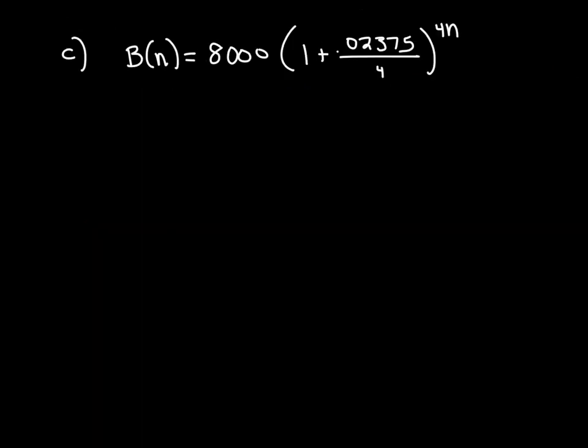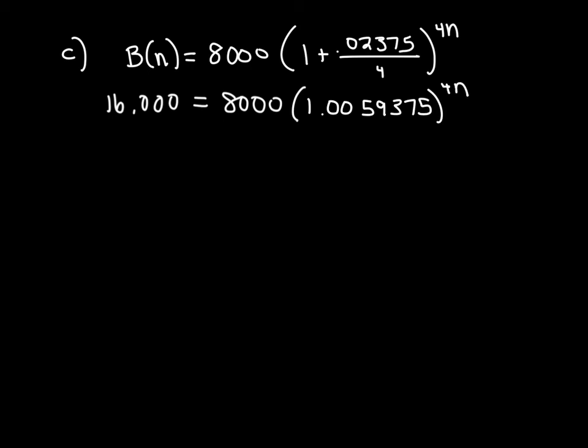All right, so letter C just wants us to determine algebraically how long it will take for option B to double Nick's initial investment. Well, if he invested $8,000 and we want it to double, we want to see how long it's going to take to have $16,000 in the account. So I'm going to replace this side of the equation with 16,000, and then we can just bring everything else down. If you want, you can plug this into your calculator and write it as a decimal. That's up to you. But if you do, you wind up with 1.0059375, and we'll raise that to the 4n power.